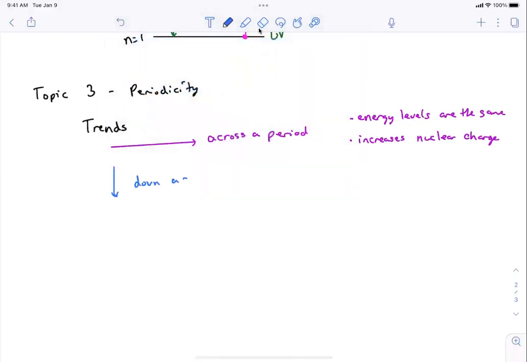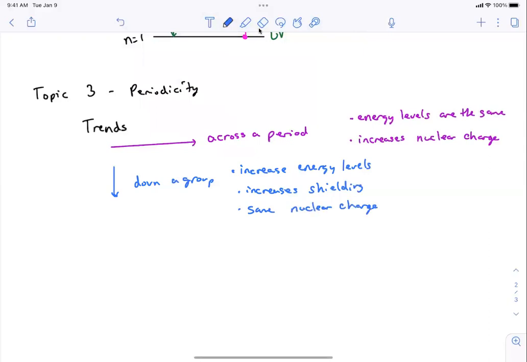As you go down a group, you increase energy levels, which increases shielding, and you have the same nuclear charge, because you have essentially the same ratio of protons to the outermost shell in all the elements in the same group. When you increase shielding and you're further away from the nucleus, you have weaker attraction. So that applies to whatever trend you're talking about.